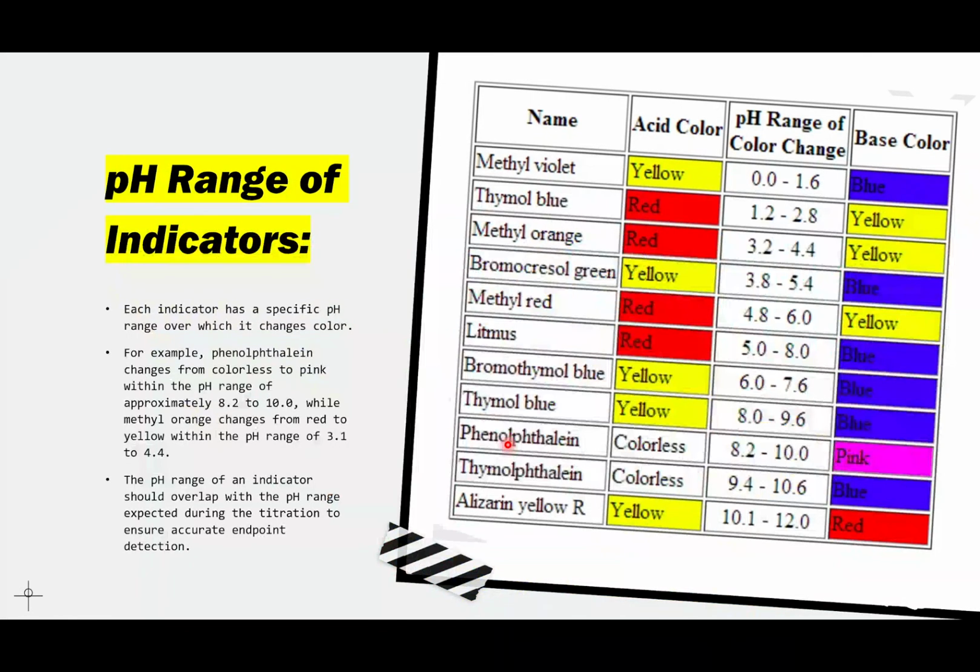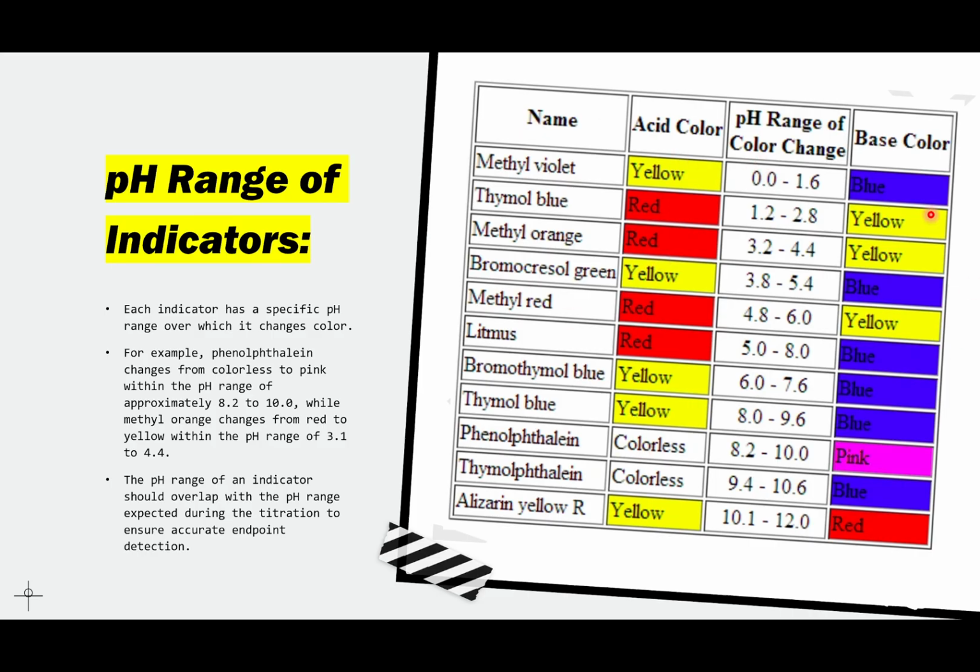So indicators now. The pH range of indicators is really important. We know that pH indicators have specific pH ranges at which they change color, right? The pH range of an indicator should overlap with the pH range expected during the titration to ensure accurate endpoint detection, right? So this is really coming into a part of the syllabus where it asks us to be able to identify the best indicator for acid-base titration, right?